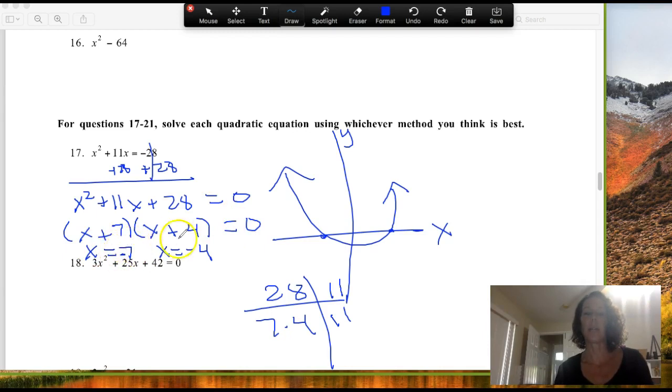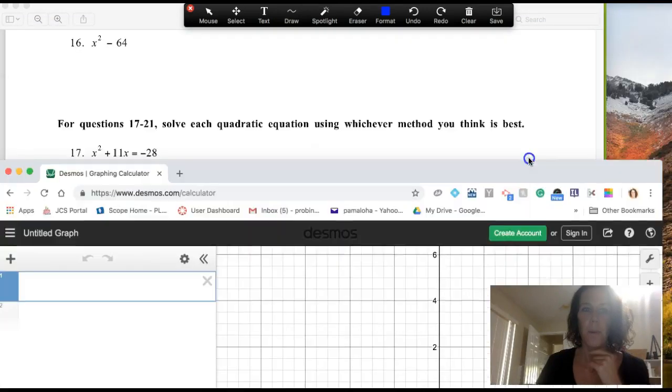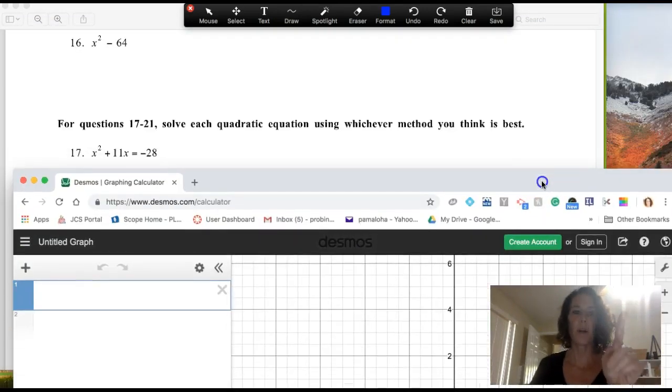So x had to be negative 7 or negative 4. Now you could check this by graphing using Desmos. I'm going to pull up Desmos real quick, or you could graph it by hand, but let's pull up Desmos. Okay, I pulled up Desmos.com, and I'm going to graph x squared plus 11x equals negative 28.